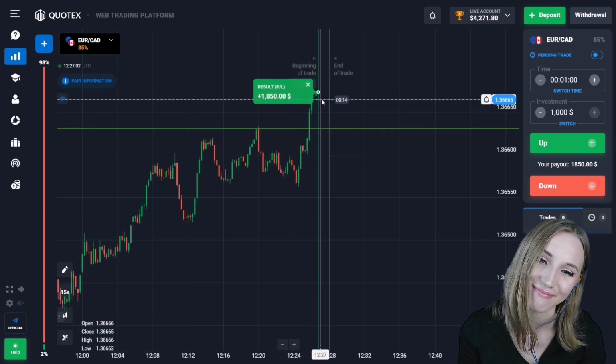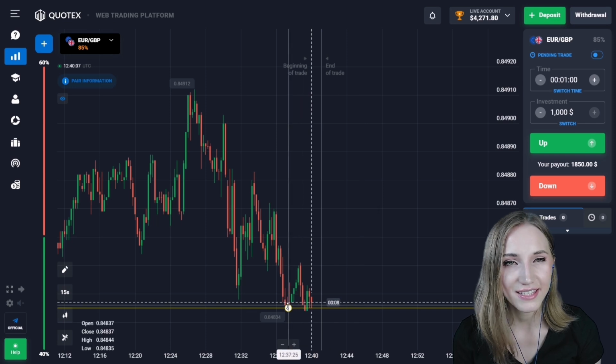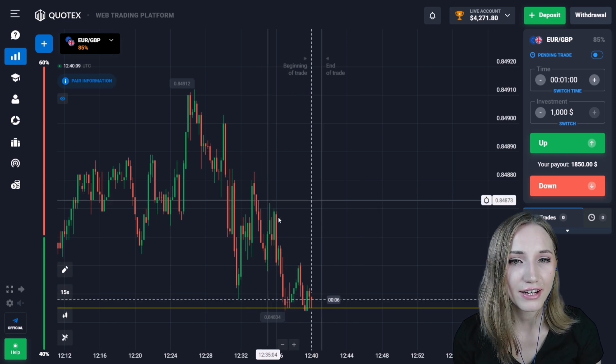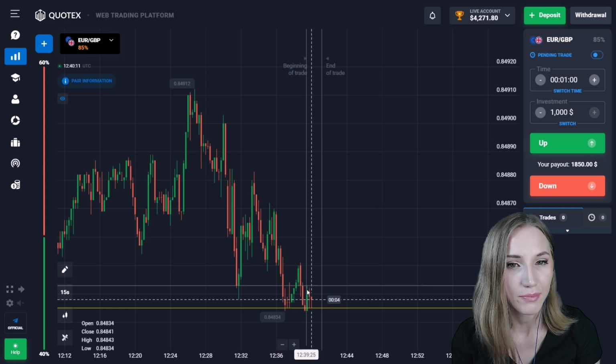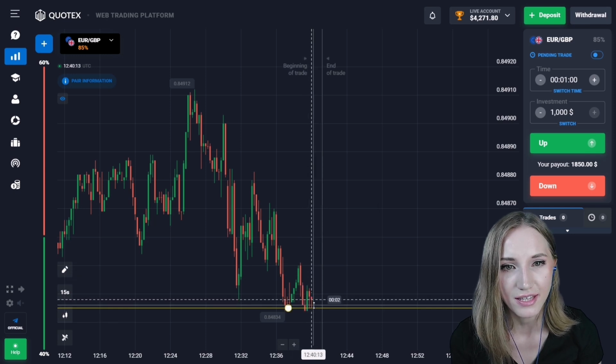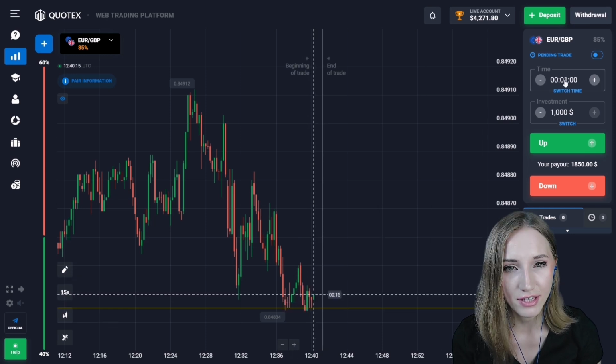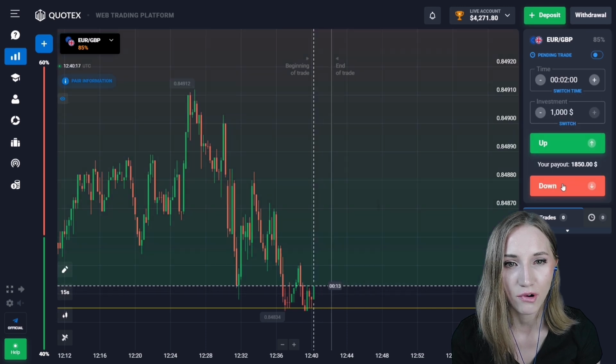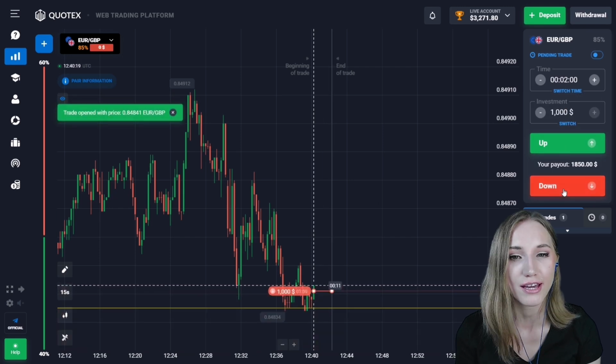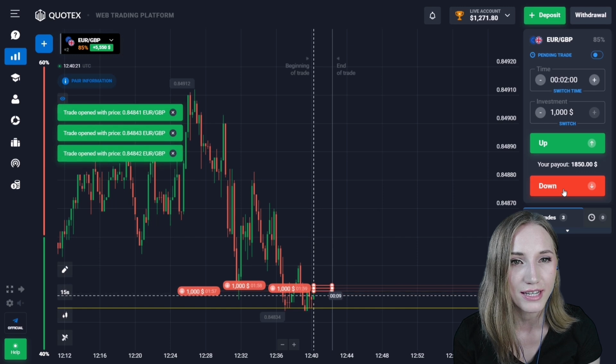Let's continue. So guys, here you can see the support level, and you can also notice there has been a very good downtrend. The price approached this level, then there was the small bounce up, and after this pullback the price is again moving down and sticking to this level. So let's open a trade with down for 2 minutes.